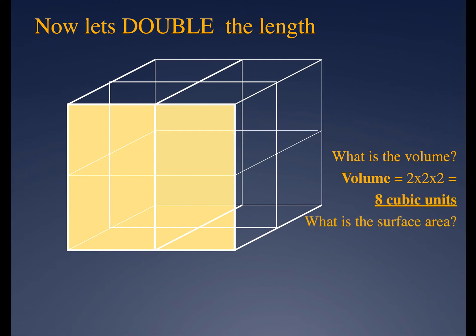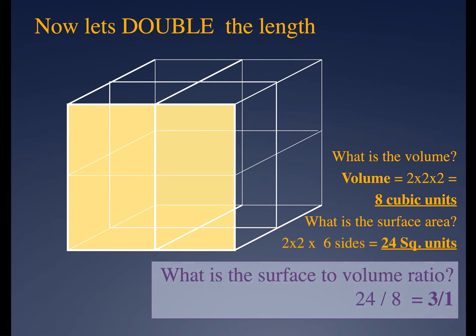Surface area, we said, was that 4 on one side times 6, so that's 24. So what is our surface to volume ratio? The answer is it's 3 to 1. We went from 6 to 1 to 3 to 1. And now you're starting to see the point.